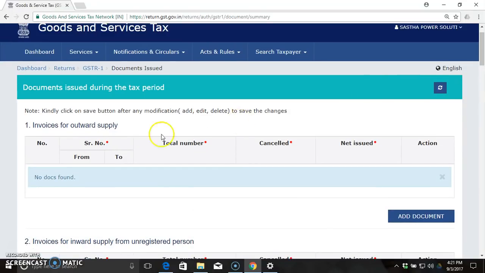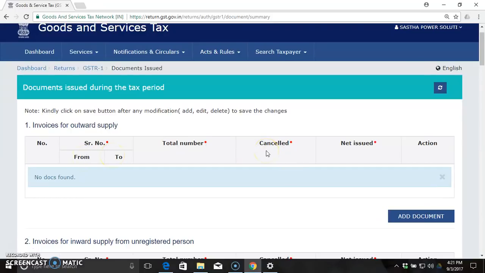The first is invoices for outward supply. That is, whenever you make an outward supply, you raise an invoice, and for every month you have to give the details of the invoices which are being supplied. That is, the first aspect is a serial number. What is the starting number of the invoice and the finishing number of the invoice for that particular month? And total number, that is the number of invoices raised for that month.